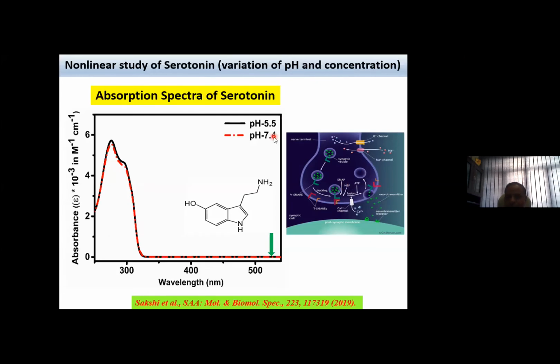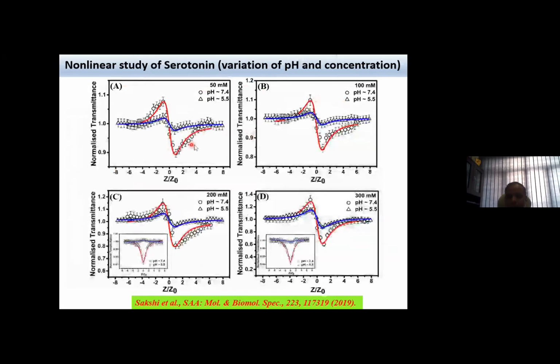So that's why we have gone for pH 7.4, which is the physiological pH, and pH 5.5, which is the acidic pH. As you can see, we have taken absorption in both pH values to see if there is any change. But we haven't observed any change, even though there is a protonation effect, which we will talk about in the results. So that is the main reason we have gone for two pH values and the concentration variation. And these are the results, as I said. I will not spend much time because we are getting the self-defocusing effect. And in case of pH 7.4, you get the RSA effect. But in case of the acidic pH, we get the negative.